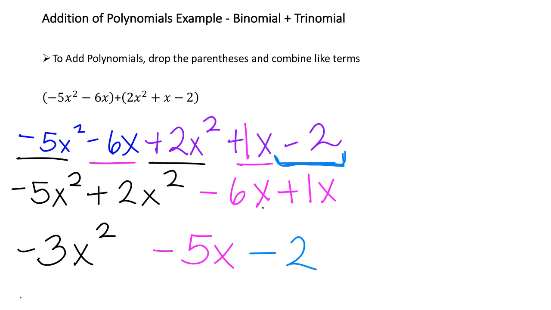When you have at most one of each type of term, so in this case we have an x squared, an x to the first, and this one does not have an x present, a constant, then we stop here.